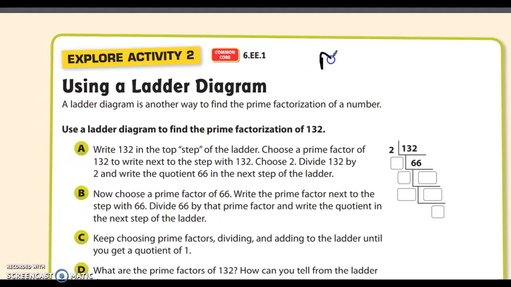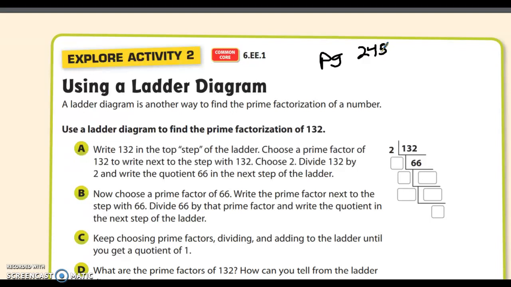Okay, this is page 245, and this page is going to show you how to find the prime factors of a number using a ladder diagram. This is the same idea as using a factor tree. It's just a different tool, and you might prefer it. We'll find out. Alright, so read it with me.